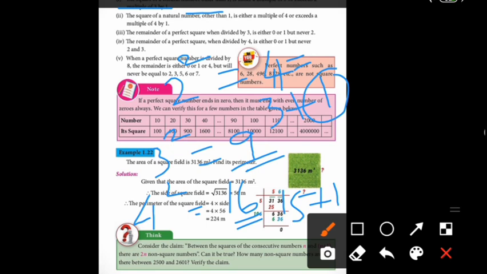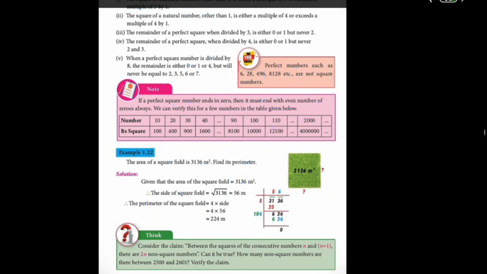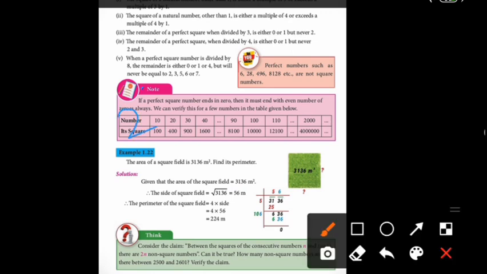The square of a natural number other than 1 is either a multiple of 4 or exceeds a multiple of 4 by 1. Let us take 2. 2 square is 4, which is a multiple of 4, right? And 3 square, 3 3s are 9. In the 4 table, 2 4s are 8. That means 8 exceeded by 1, that is add 1, and we get 9. That is the meaning. I think you all understood.